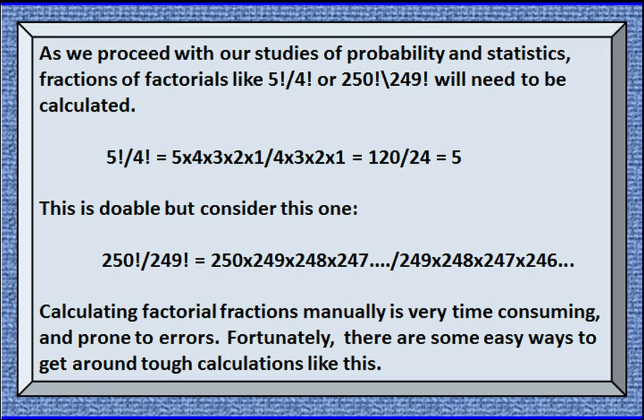250 factorial divided by 249 factorial is equal to 250 times 249 times 248 times 247 down to times 1 divided by 249 times 248 times 247 times 246 down to times 1. Calculating factorial fractions manually is very time-consuming and prone to errors. Fortunately, there are some easy ways to get around tough calculations like this.